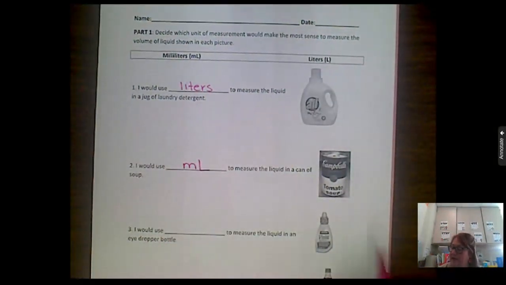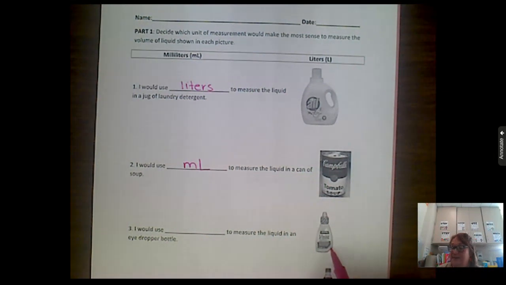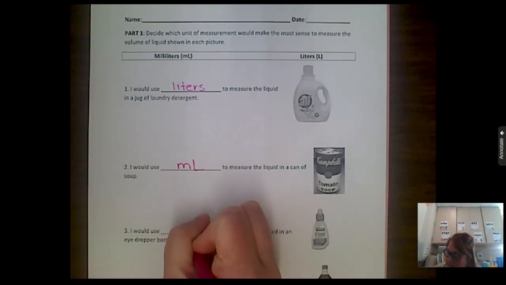Okay. How about these? These are like eye drops right there. These are Visine eye drops. It says on the cover there. Would we use milliliters, drops, or would we use liters to measure eye drops? That one would definitely be milliliters, right? Because those are little drops.